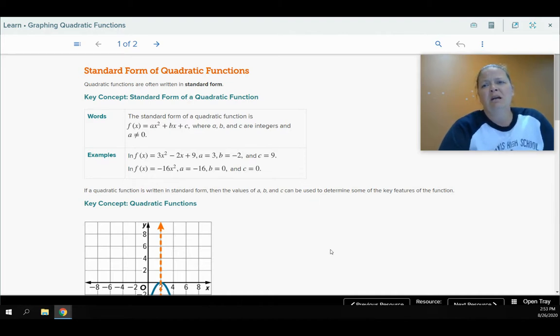An example of that might be f of x equals 3x squared minus 2x plus 9, where a is 3, b is negative 2, and c is 9. Or f of x equals negative 16x squared, where a is negative 16, b is 0, and c is 0. If a quadratic function is written in standard form, then the values of a, b, and c can be used to determine some of the key features of the function.